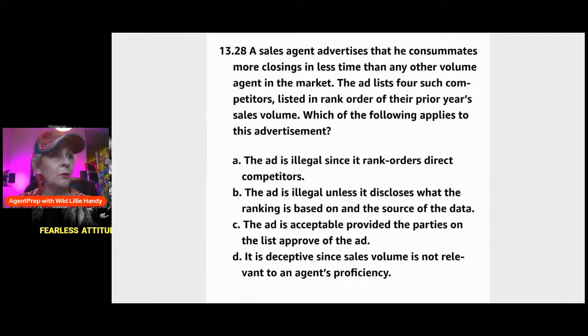All right, number 28. A sales agent advertised that he consummates more closings in less time than any other volume agent in the market. The ad lists 4 such competitors listed in rank order of their prior year's sales volume. Which of the following applies to this advertisement? A, the ad is illegal since it rank orders direct competitors. B, the ad is illegal unless it discloses what the ranking is based on and the source of the data. C, the ad is acceptable provided the parties on the list approve of the ad. Or D, it is deceptive since sales volume is not relevant to an agent's proficiency.